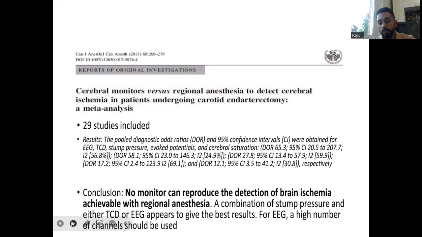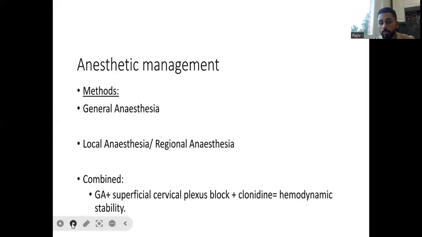Okay, if it is happening, that means the risk for neurological deficit is higher, and then you have to intubate the patient and go for a general anesthesia. This is a report of the original investigation for the detection of brain ischemia, which is achievable with regional anesthesia, and a combination of stump pressure and either TCD or EEG appears to give the best results. Now, EEG, I never use it, but I told you cerebral oximeter and transcranial cerebral oximeter and Doppler study is what we use. So you get the idea about the surgery.